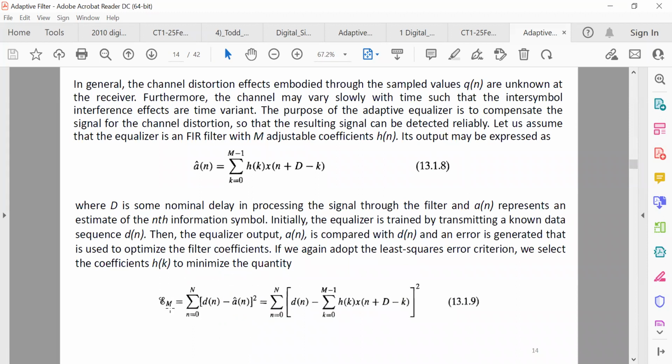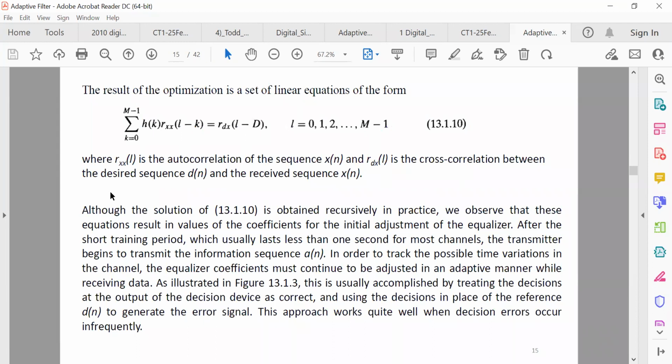This term has to be the minimum one to reach the desired condition. And for this we have to solve this correlation equation. That means the sum of h_k r_xx(l-k) equal to r_dx(l). That means using the autocorrelation and cross correlation values and that relation, the condition has to be fulfilled, and only then we get the desired equalization at the receiver.